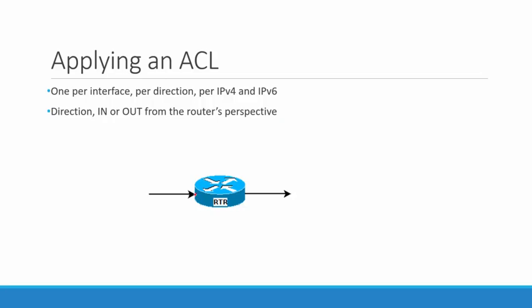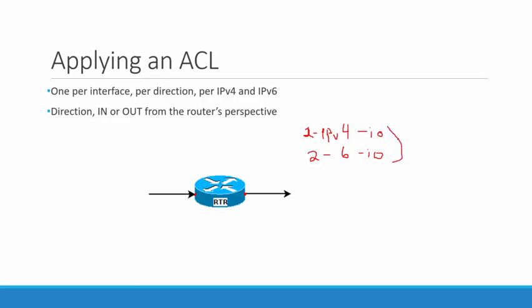Let's say I have two interfaces, one here and one here. I can have two IPv4 ACLs per direction, right? Because I can have one per direction, so in or out. And I can have two version 6, one per direction, in or out, times the number of interfaces, because I can apply it to both interfaces or to all interfaces.